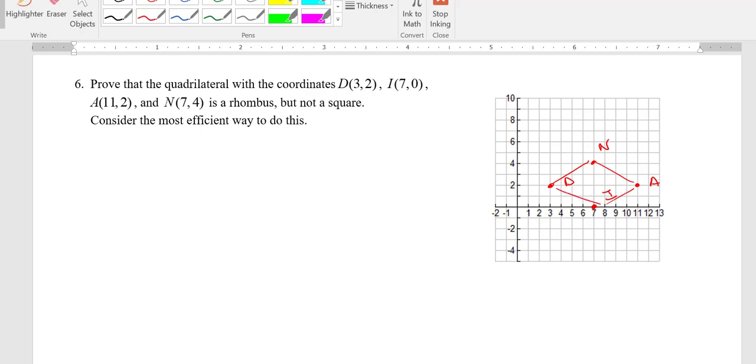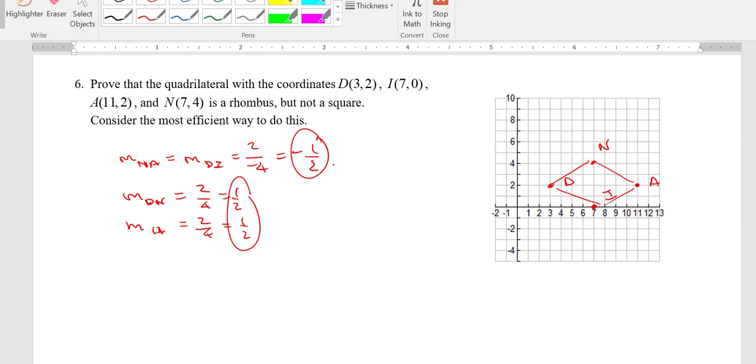First thing I have to do is identify if it's a parallelogram. So I'm going to go ahead and check their slopes. The slope of NA is going to be equal to the slope of DI, which is equal to 2 over -4, which is equal to -1/2. You probably want to do each of these separately, so I would do something like this. The slope of DN is equal to 2 over 4, which is 1/2, and the slope of IA is also equal to 2 over 4, equal to 1/2. So these are the same slopes, which means these are parallel, and these are parallel, which means that you have a parallelogram.